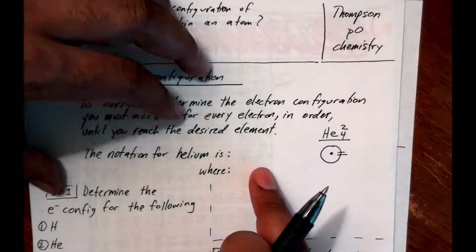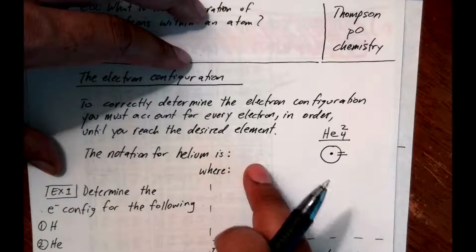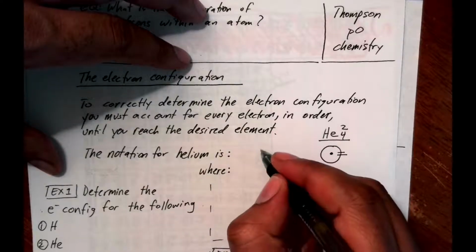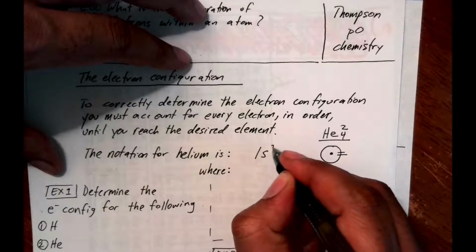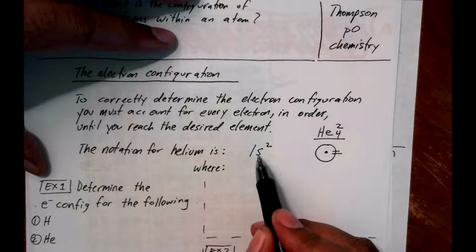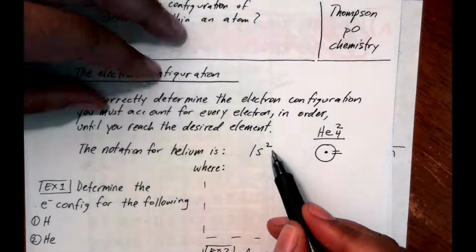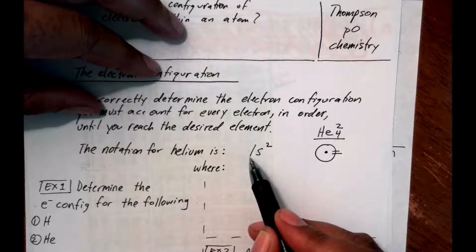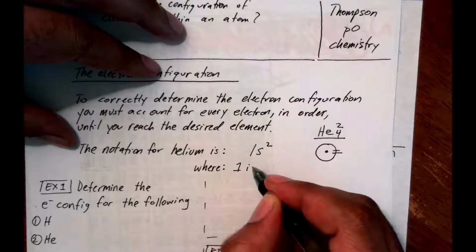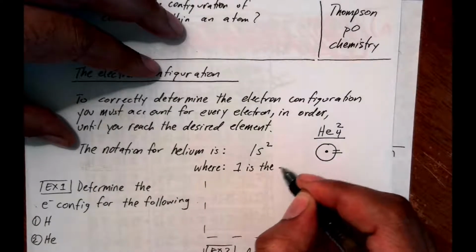So when we do the final electron configuration notation, the answer is 1s2. And so I want to explain each of these. So first, each of these represents a piece of the quantum mechanics calculation. Okay, this 1 tells us where 1 is the energy level.